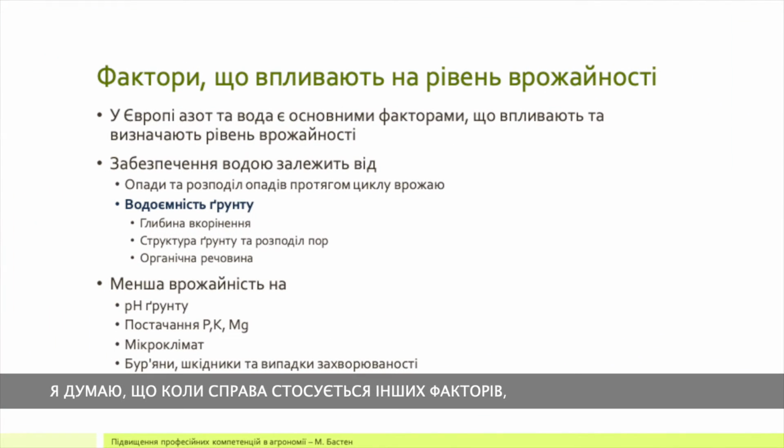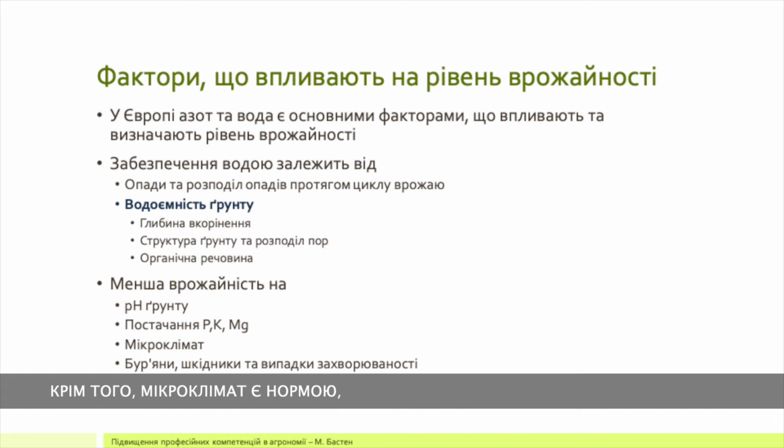I think when it comes to other factors, we normally see a much weaker yield response, for instance, to soil pH, if there are no extremes in the field. Also, if we arrive at an adequate supply of phosphorus, potassium, magnesium, we don't get a very strong yield response to that. They need to be there, but of course, the response to different rates is not very pronounced.